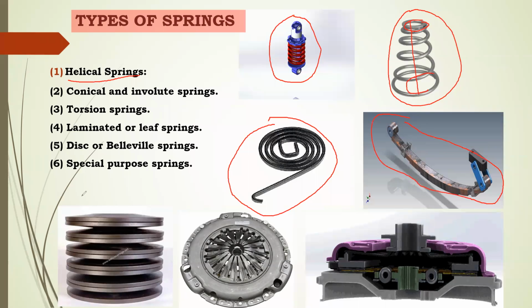Then the fifth one is Belleville spring, or we call it a disc spring. So, disc spring. So these are the main fundamental classifications of spring.